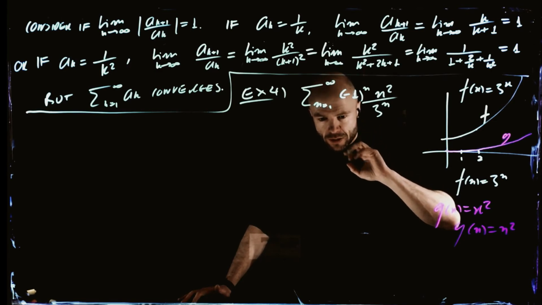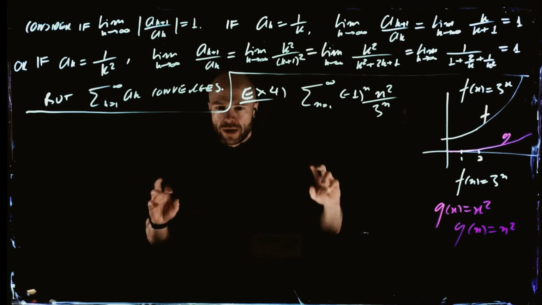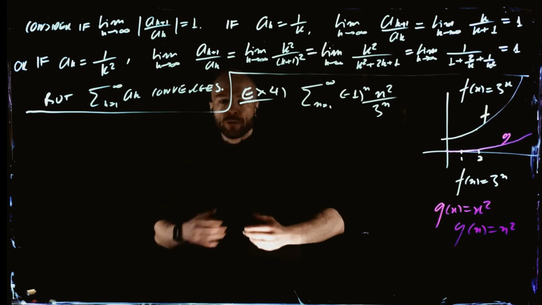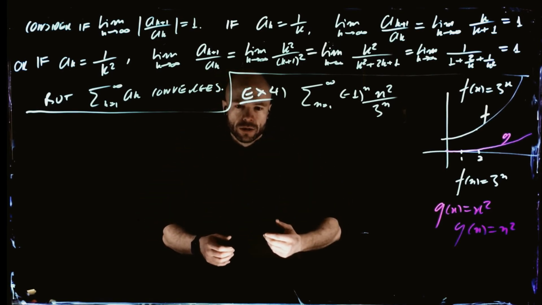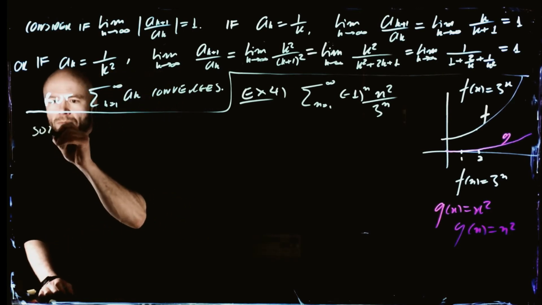Yeah? And with this intuition, you think, okay, well, if it's not having much of an effect, then this thing should be somewhat like a geometric series. I have a tool, the ratio test, that will tell me how much that's true. Yeah? So you apply the ratio test. So, solution.